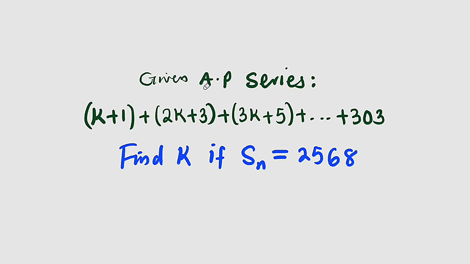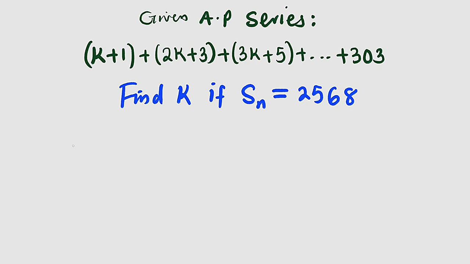We are given that the AP series is k plus 1, plus 2k plus 3, plus 3k plus 5, plus up to 303. We are asked to find the value of k, provided that the sum of all of these terms is equal to 2568. Alright, let's get started.